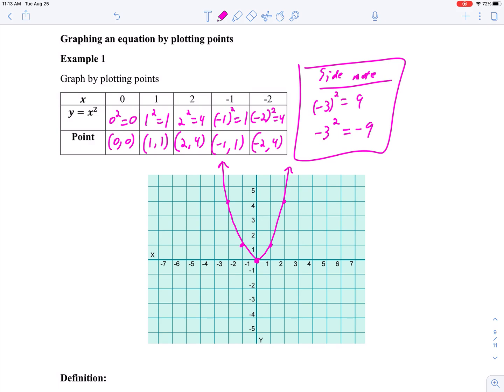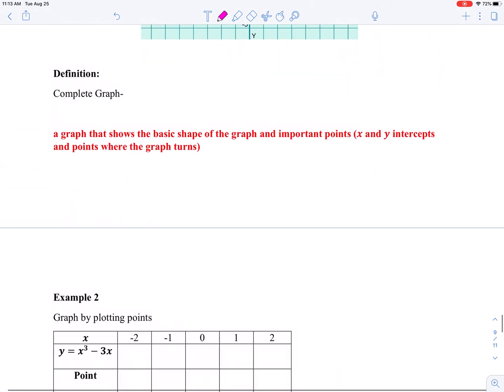Okay. All right, here's a definition. So a complete graph, kind of self-explanatory, I guess, right? A graph that shows the basic shape of the graph and important points, like x and y intercepts and points where the graph turns. Okay? You don't really have to know that, just something to be aware of.